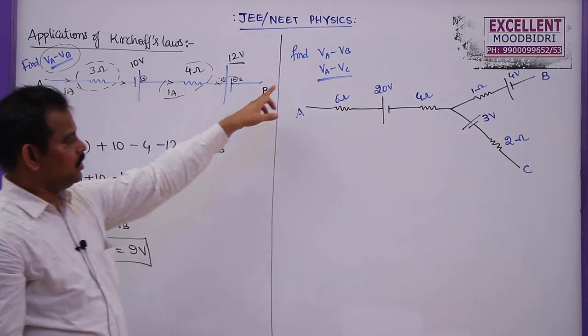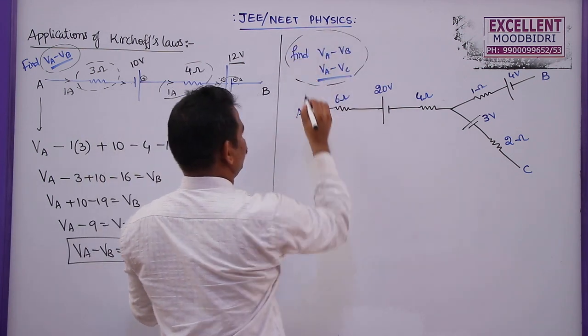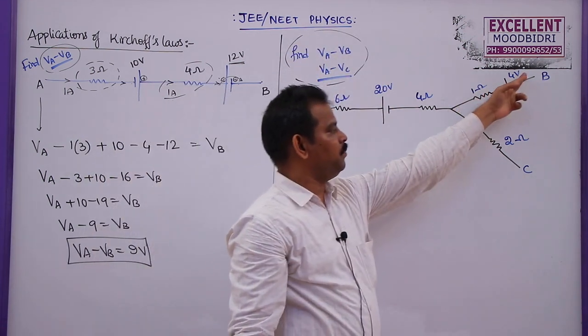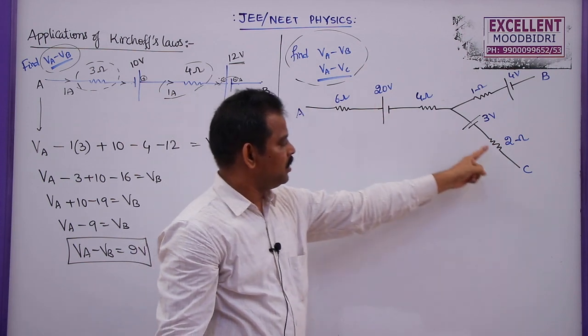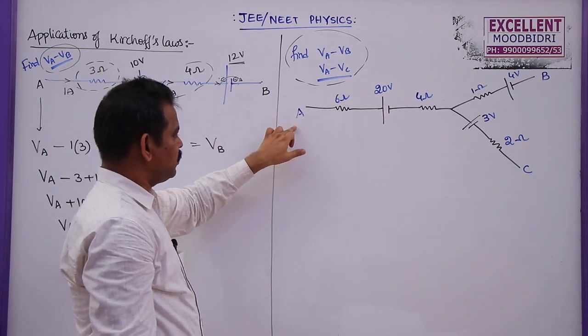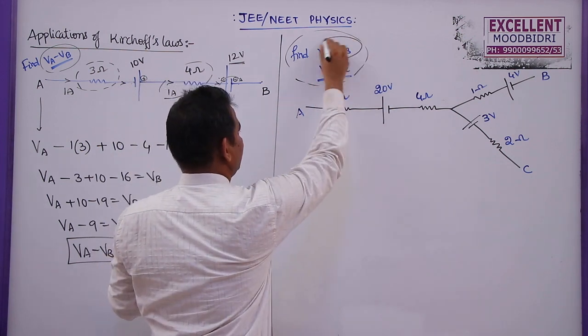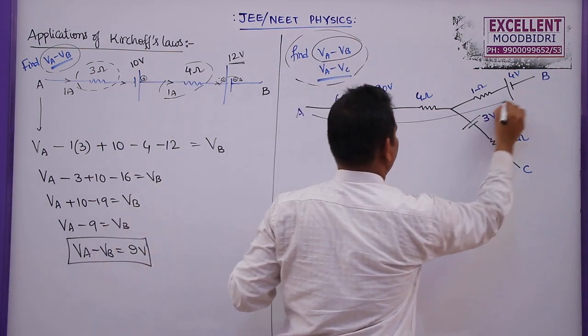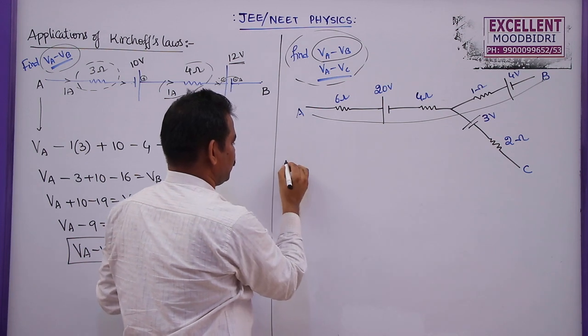Now, similarly, in this problem also, we need to find out the potential difference between A and B, and the potential difference between A and C. So we are using the same concept here. First, let me take the first part. This is VA minus VB. So from here to here, I am going to write.